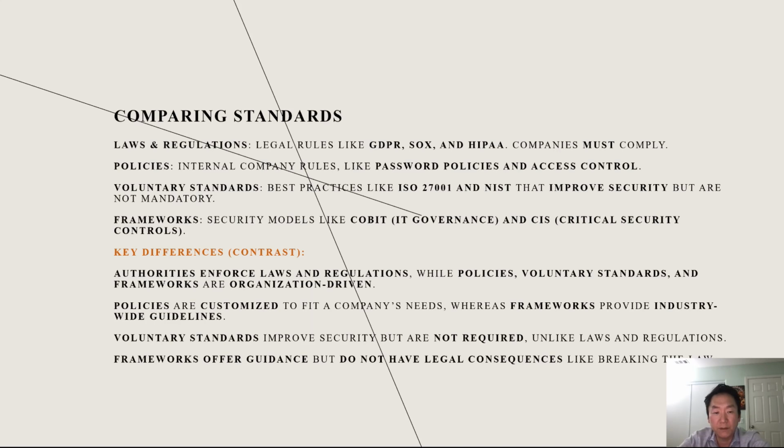So what is the contrast? Key differences: authority enforces laws and regulations, while policies, voluntary standards, and frameworks are organization-driven. They're not enforced. Policies are customized to fit companies' needs, whereas frameworks provide industry-wide guidelines. Voluntary standards improve security but are not required, unlike laws and regulations. Frameworks offer guidelines but do not have a legal binding. So those are the contrasts, and the standards define the standards.